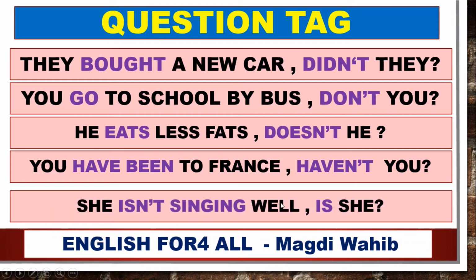She's not singing well. This is present continuous. She's not singing well, and it is in the negative form. So we'll use is in the positive form. She's not singing well, is she?